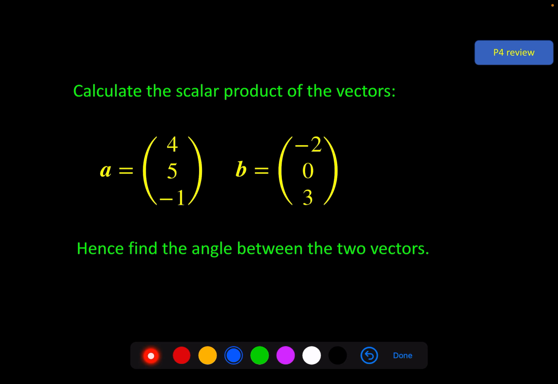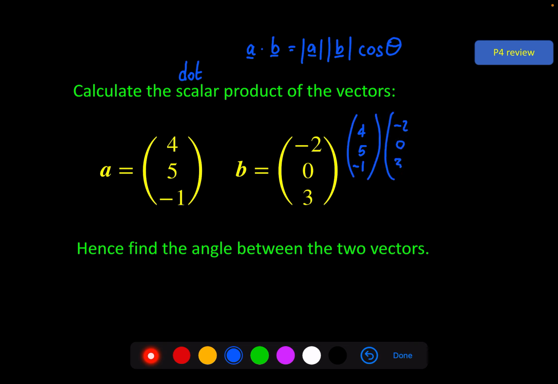Now remember, the scalar product is also known as the dot product and is defined as A dot B is equal to the magnitude of A times the magnitude of B times the cosine of the angle between the two vectors. There is a quick way of finding this out, and that is to multiply the elements and add them together. So 4 times minus 2 is minus 8, plus 5 times 0, plus minus 1 times 3 is equal to minus 11. So that's the dot product.